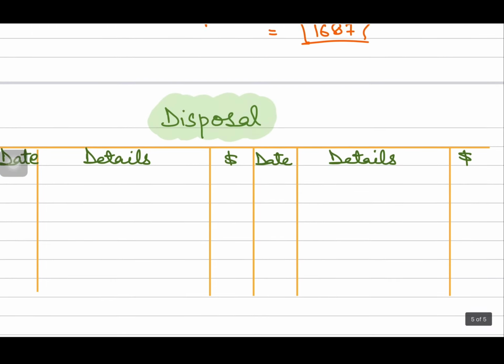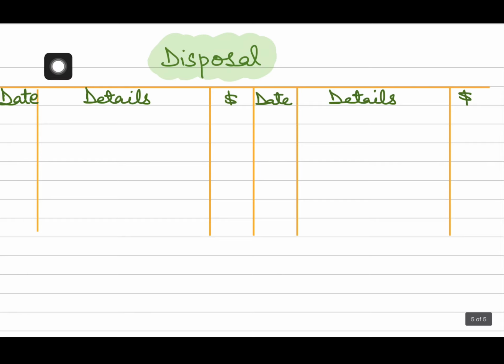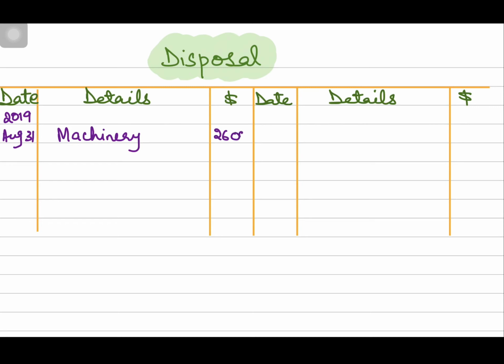Okay, so the disposal account is over here. Now this disposal is happening on what date? On August 31st, the year was 2019. First of all, we removed the cost. And how did we do that? We credited the cost account. So this means that we now have to debit the disposal account, machinery, and the cost of this was 2600.